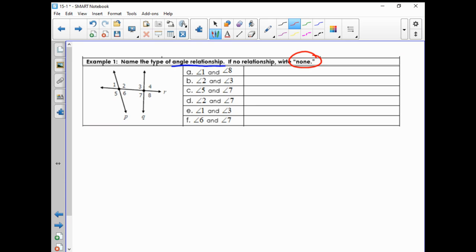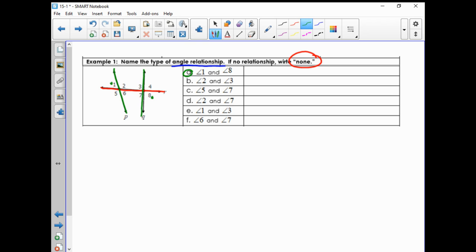On this one where there's just the one transversal, here's our only transversal right here, they will all have some type of relationship. So we're okay on this one, but the other one, none could be a solution. So A right here, they're asking for angle 1 and angle 8. What type of angles are those?